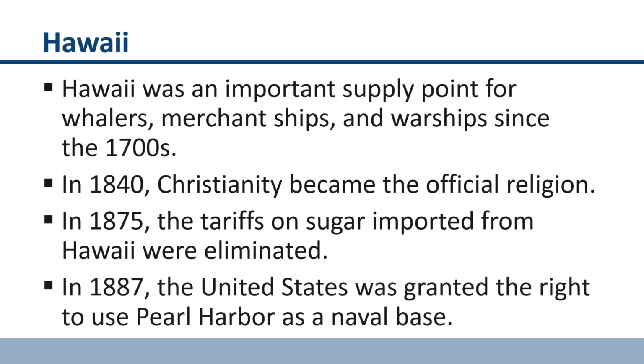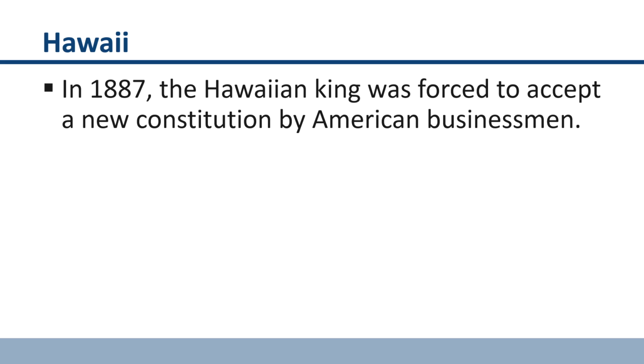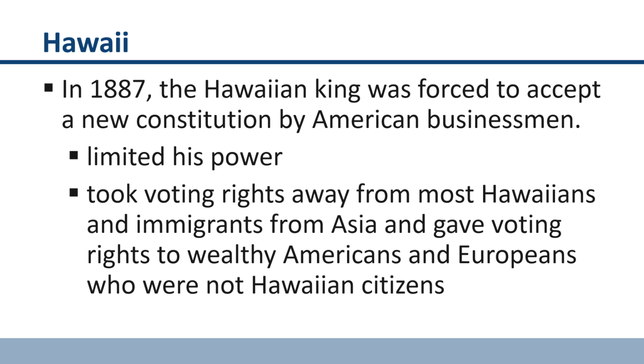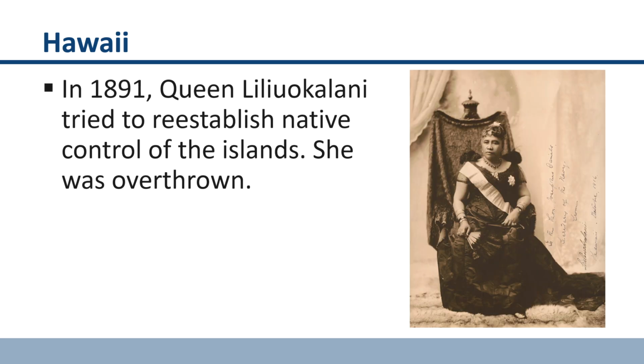And in 1887, the U.S. was granted the right to use Pearl Harbor as a naval base. But American businessmen began to get greedy. That same year, they forced the Hawaiian king to accept a new constitution, which limited his power and took voting rights away from most Hawaiians and immigrants from Asia, and gave voting rights to wealthy Americans and Europeans who weren't even Hawaiian citizens. Not long after, Queen Liliuokalani came to the throne.